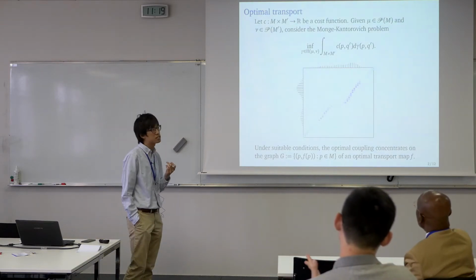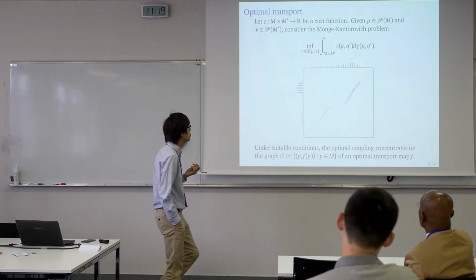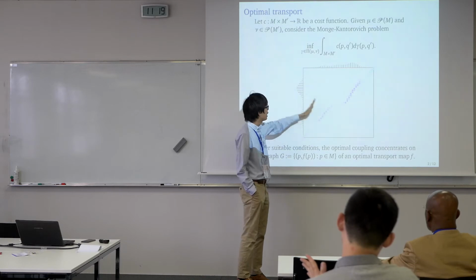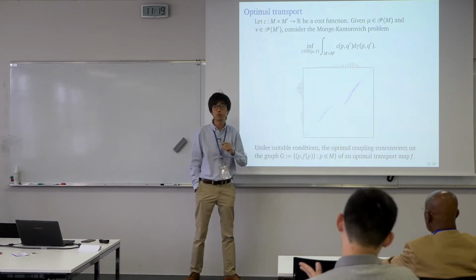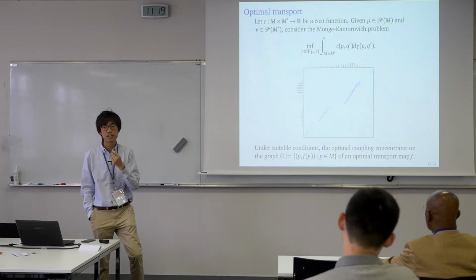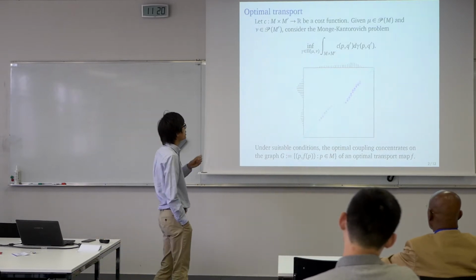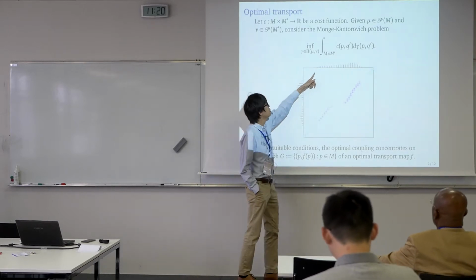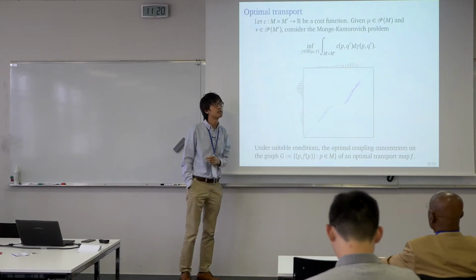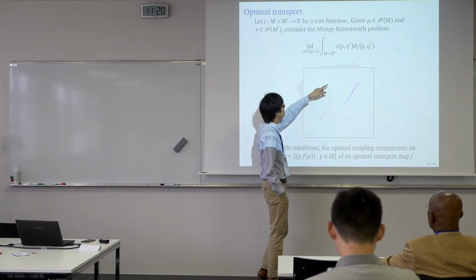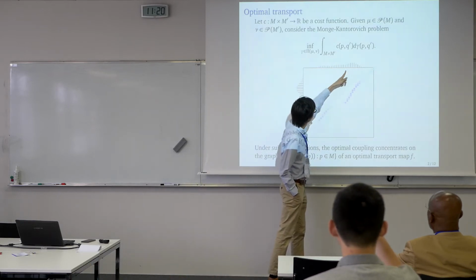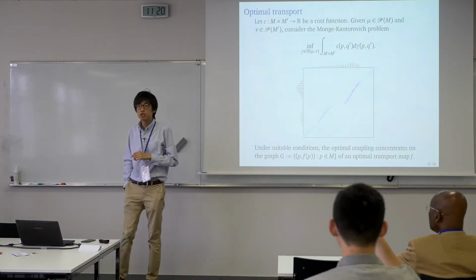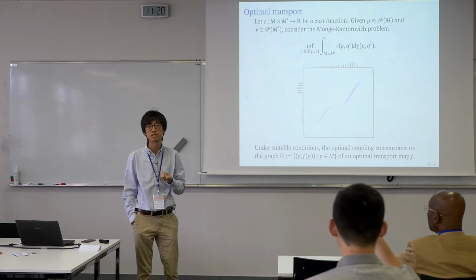Here I have spaces M and M prime. Let the x-axis be the original space M, and the target space is the y-axis M prime. And let C be a given cost function. Here I have an example with two discrete measures. This is mu, and this is nu. The task is to distribute the masses from mu to nu, so that the total transport cost is minimum.